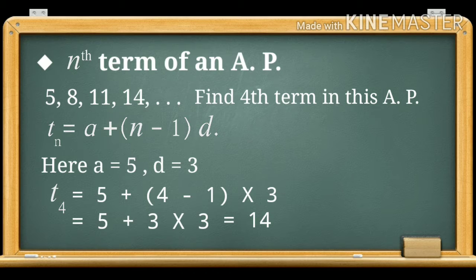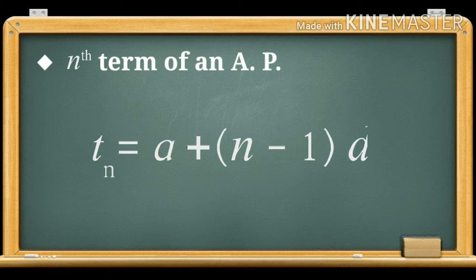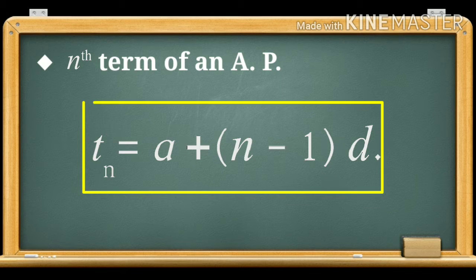So the fourth term of this AP is 14, and you can see 1, 2, 3, 4, the fourth term is 14. So using the formula, we predicted the fourth term. This formula Tn gives you the expression for finding the nth term in an arithmetic progression. Remember the formula Tn equal to A plus n minus 1 into D. Now we will solve some examples in practice set 3.2.